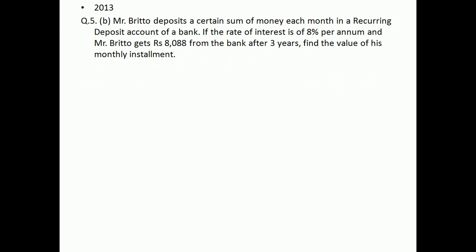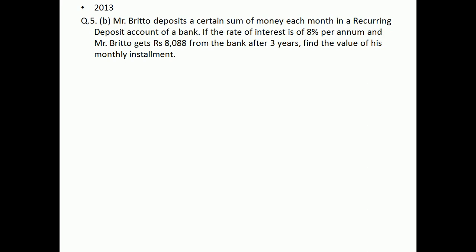Okay. Now, one more question similar to this. Same question. Here, he deposits a certain sum of money each month. Principal is missing. Rate of interest is 8% per annum. See the question. He gets 8,088 from the bank after 3 years. 8,088 is not the interest he gets, it is the maturity value. Please make a note how the question has been twisted over here.